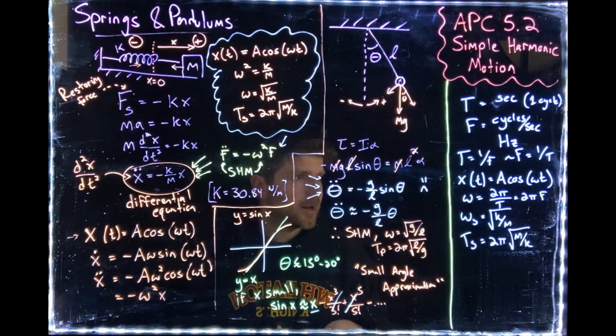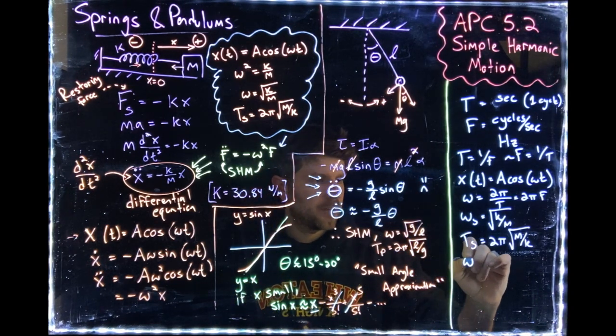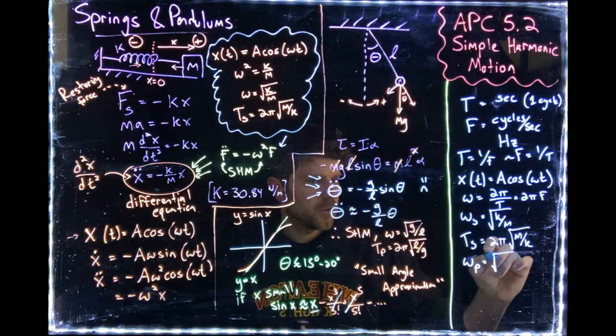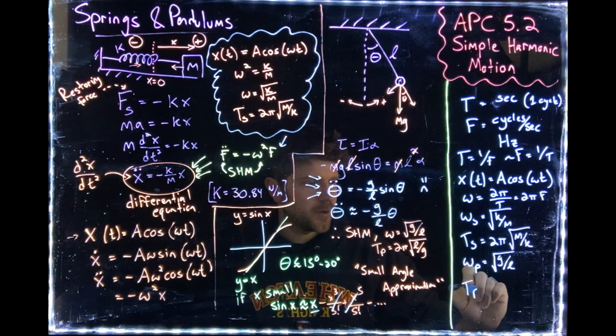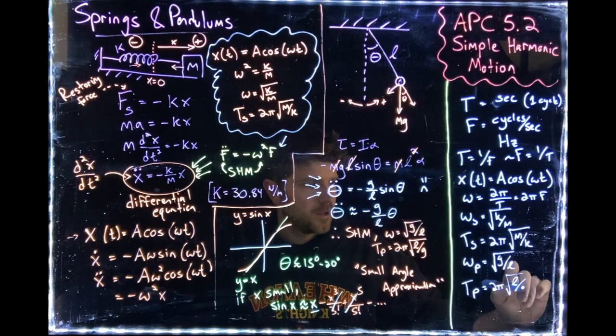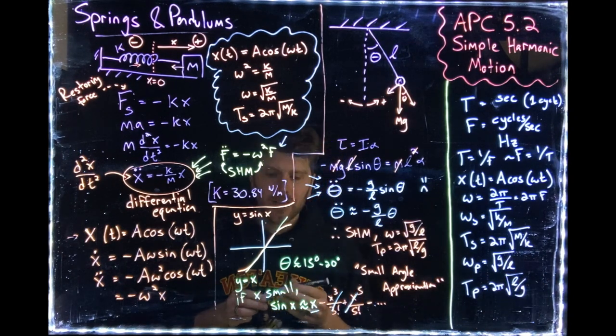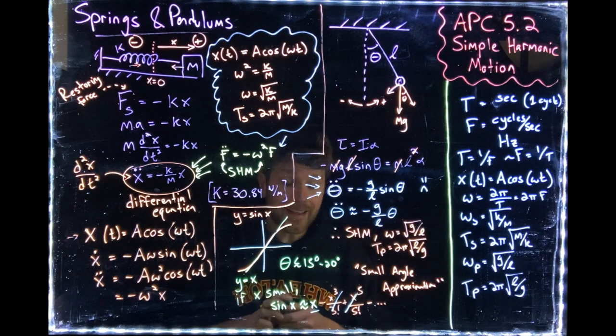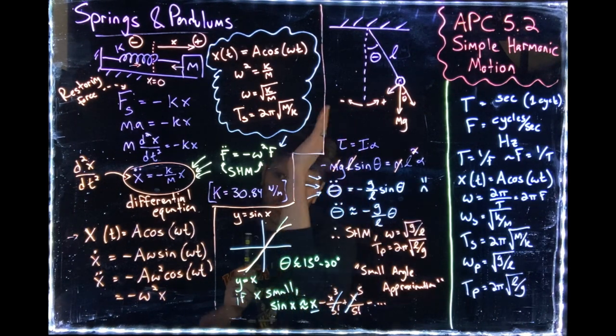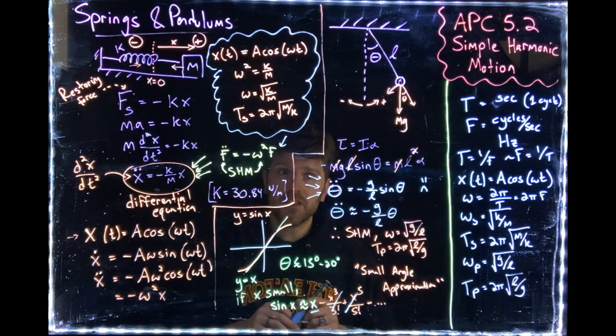root L over g. And again, I'm going to go ahead and write these in here, that the omega for a pendulum is root g over L, and that the time period for a pendulum is 2 pi root L over g. And again, is that totally true? No. Is it good enough for clockmakers and all kinds of other physicists and engineers to use pendulums and assume that they're simple harmonic motion as long as their angle doesn't get too big? Absolutely. So this is a really important lesson moving forward in physics and engineering.